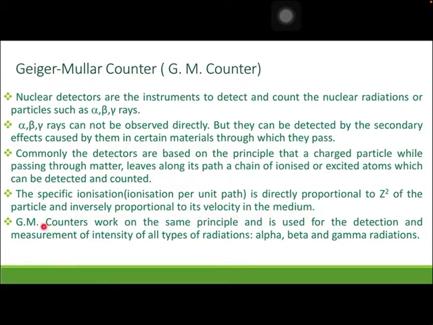Okay. So GM counters work on the same principle and are used for the detection and measurement of intensity of all types of radiations, alpha, beta and gamma radiations. Okay. So if you remember, in the laboratories you have seen what GM counters are, and you have done the experiment also on the GM counter. So that will help you to understand the working of the GM counter in a better way.